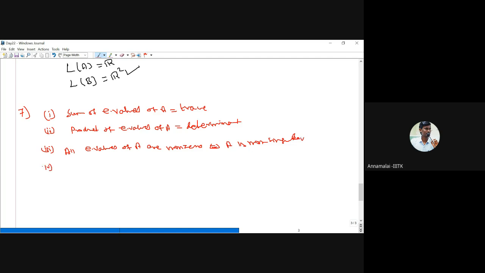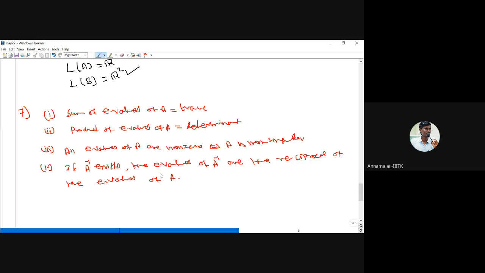The fourth statement: suppose A inverse exists, then the eigenvalues of A inverse are the reciprocal of the eigenvalues of A. Then which among the following is correct with respect to the above statements?